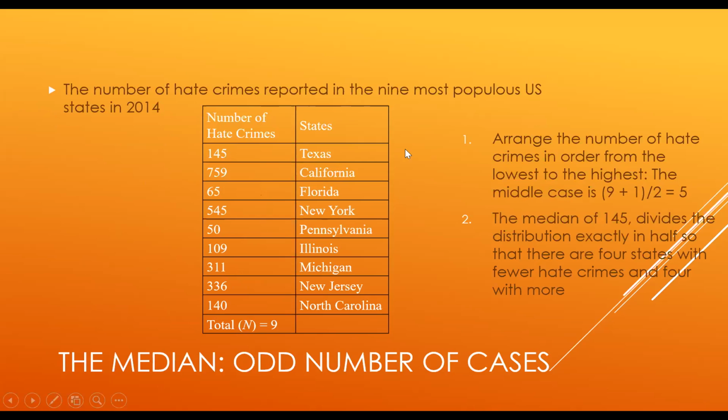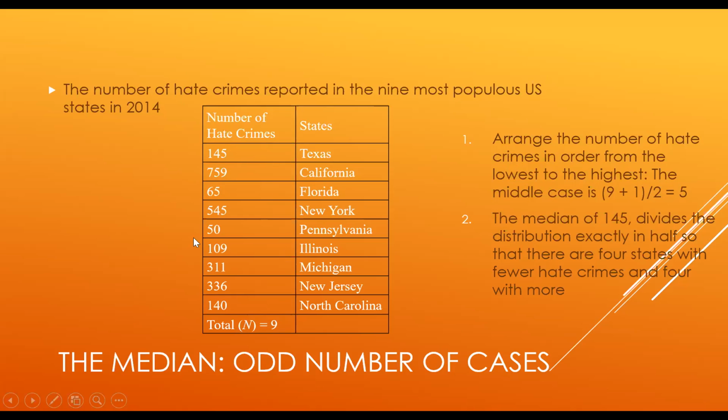This is the number of hate crimes reported in the 9 most populous US states in 2014. Okay, so here are the states and the number of hate crimes. There's 9 states that are being observed or calculated, so that's why N, that's my sample. My sample size is 9. So first you would arrange the number of hate crimes in order from the lowest to highest, okay?